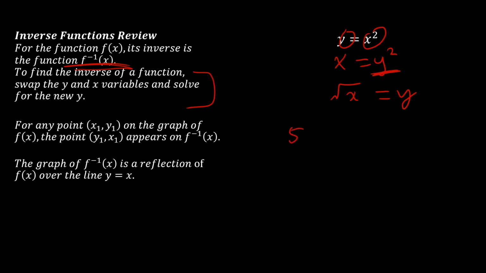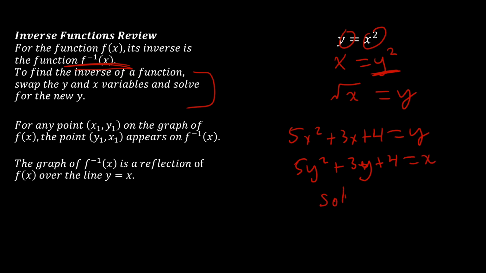Let's say we have an equation like 5x squared plus 3x plus 4 is equal to y. Well, we're going to swap the variables, and we're going to get 5y squared plus 3y plus 4 is equal to x. Then we would solve for y, and you would do the same process here. You just solve for y, and then that would be your inverse equation. It's the same process no matter what two variables you use.